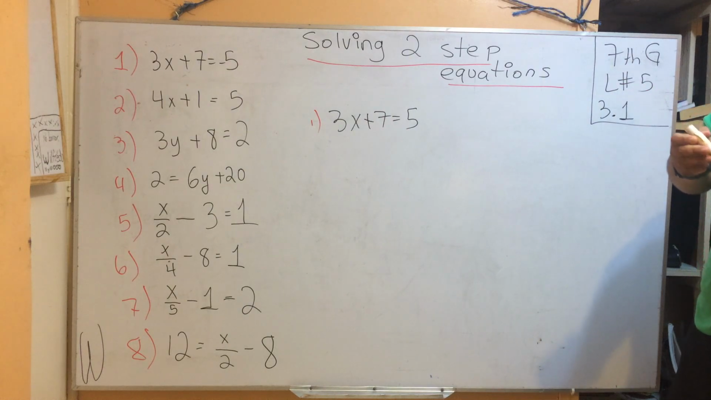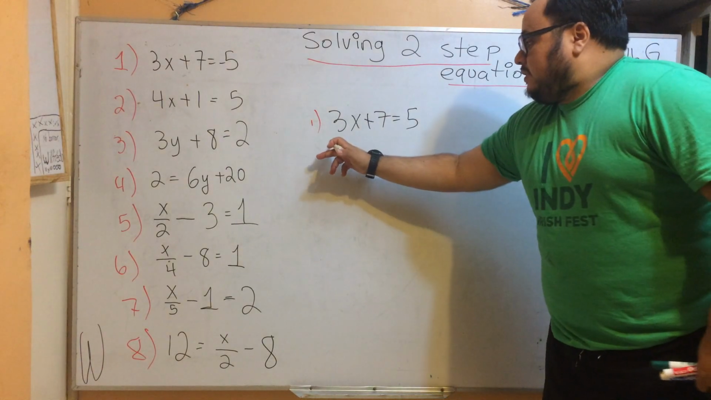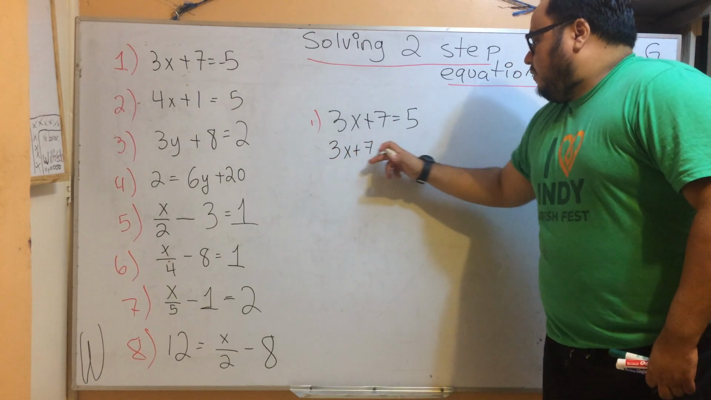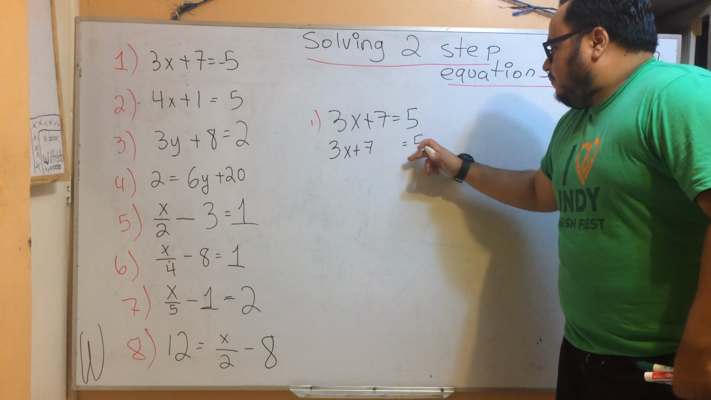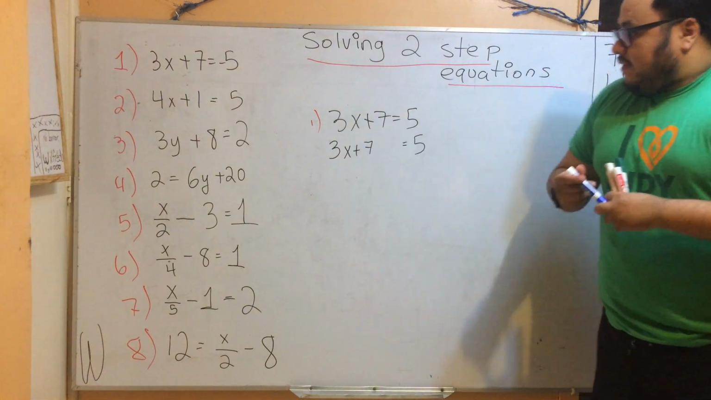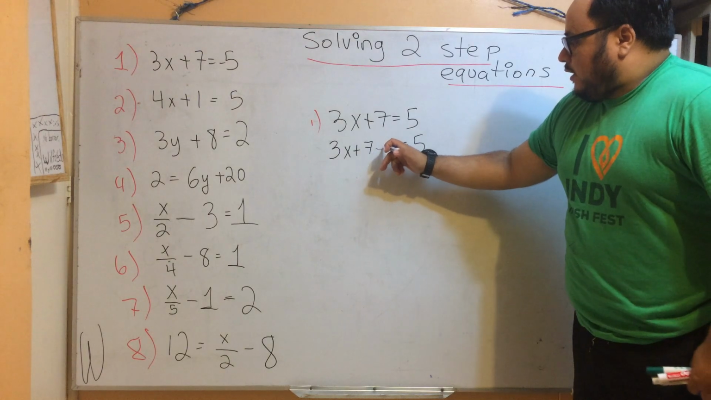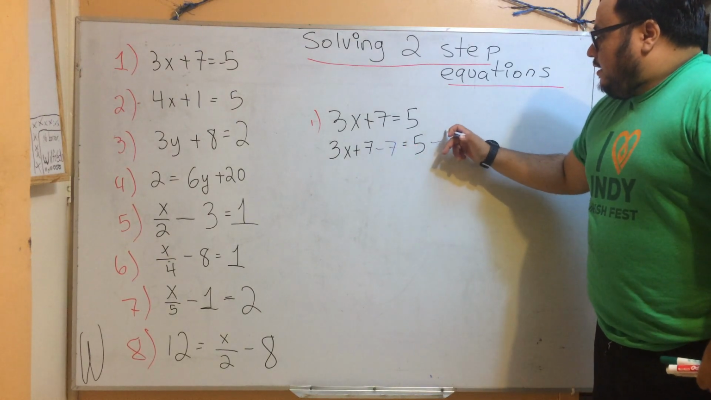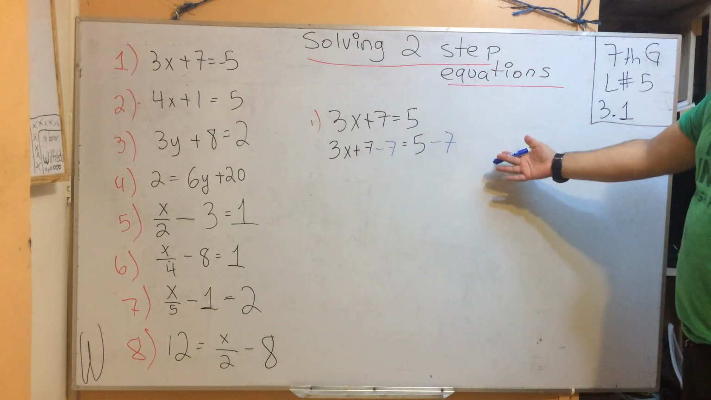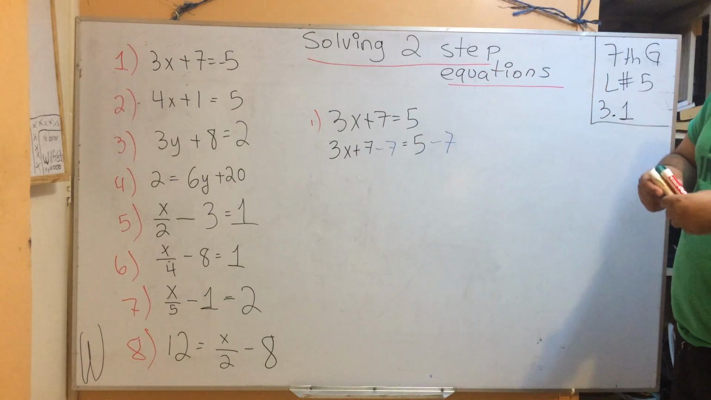Okay, so when we have these equations, what we do is we do the same step on both sides. So if we have 3x plus 7, let's leave some space. We're looking for a number to eliminate the 7. So we subtract 7 on this side and 7 on this side. What we do on one side, we have to do on the other so that we keep the balance.